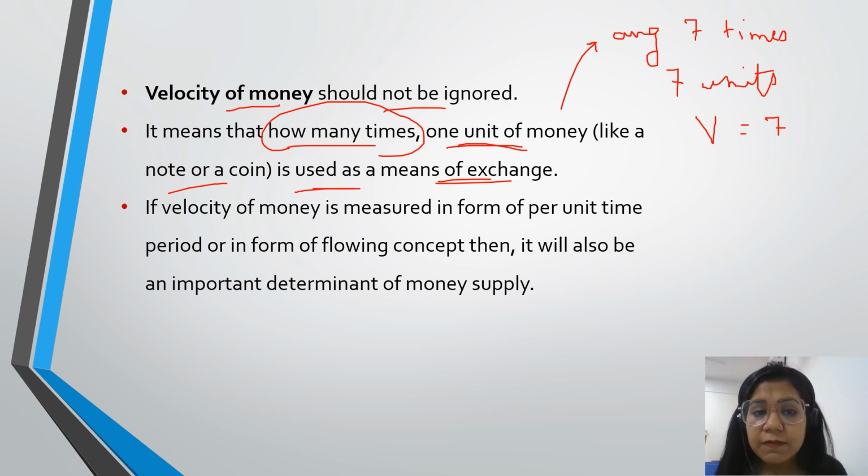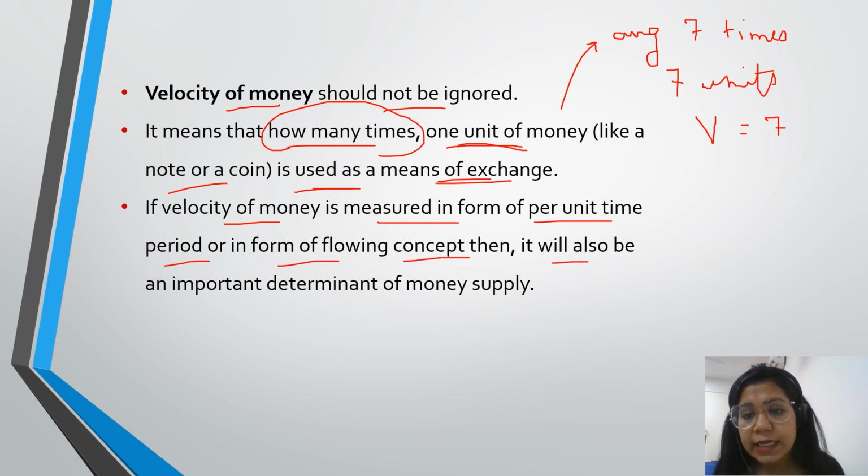So if this velocity of money is measured per unit time period, or in the form of a flow concept, then it will also be an important determinant of money supply.